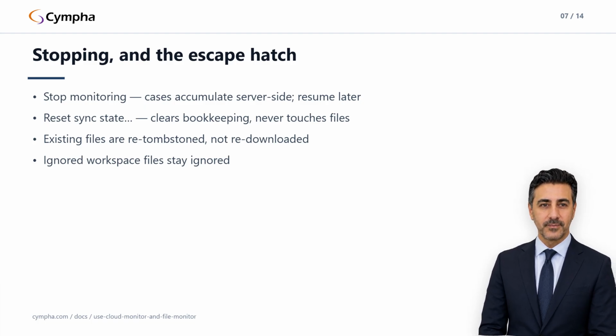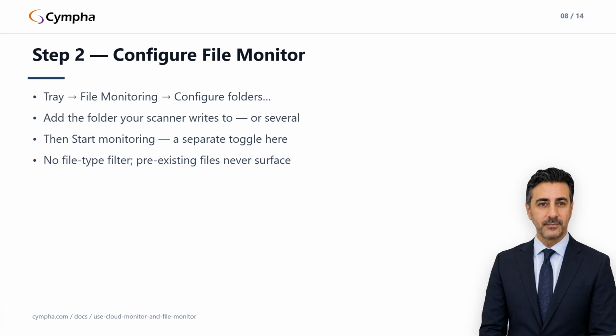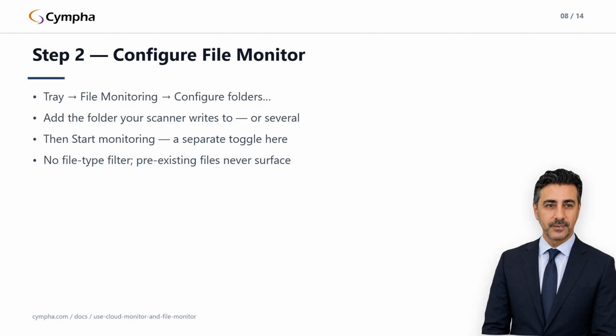Now the doorbell. From the tray menu, open File Monitoring and click Configure Folders. The dialog explains the deal. The agent watches these folders and their subfolders for new files. Use Add Folder to point it at the place your scanner or scan cleaning tool writes finished exports. And you can add more than one. A typical Chairside Plus cleanup setup watches both the raw scanner export folder and the post-processing tool's output.